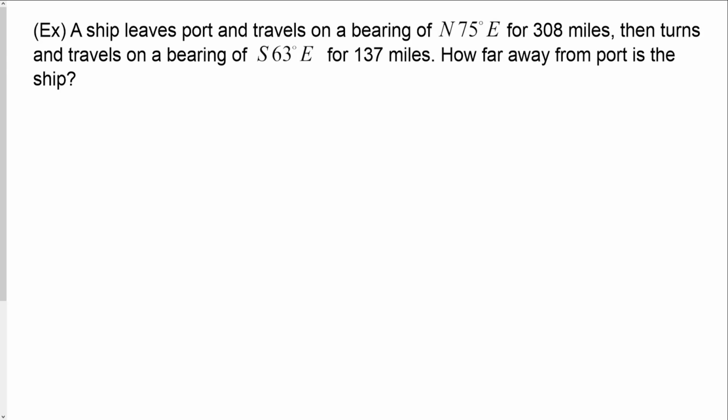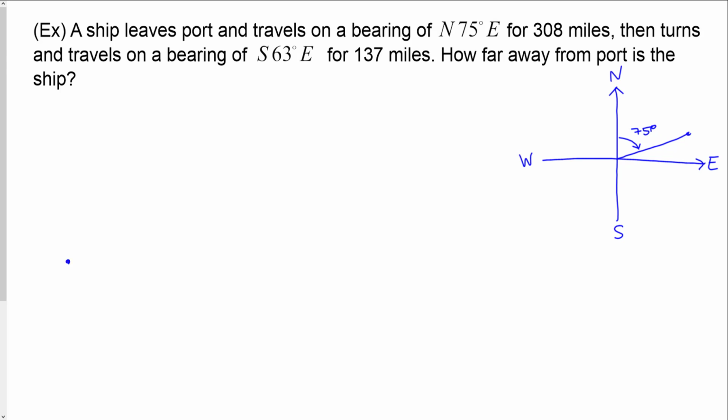We explained how bearings work earlier in the class. You still have access to that bearing applet if you want to refer back to it. But basically, just keep in mind your standard compass. You have north, south, west, and east. So if you're traveling on a bearing of north 75 degrees east, you're moving in a direction kind of like this, 75 degrees toward the easterly direction of north.